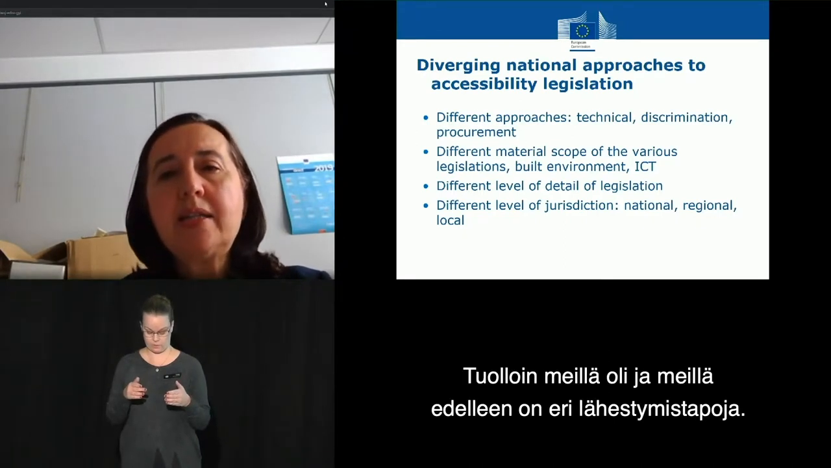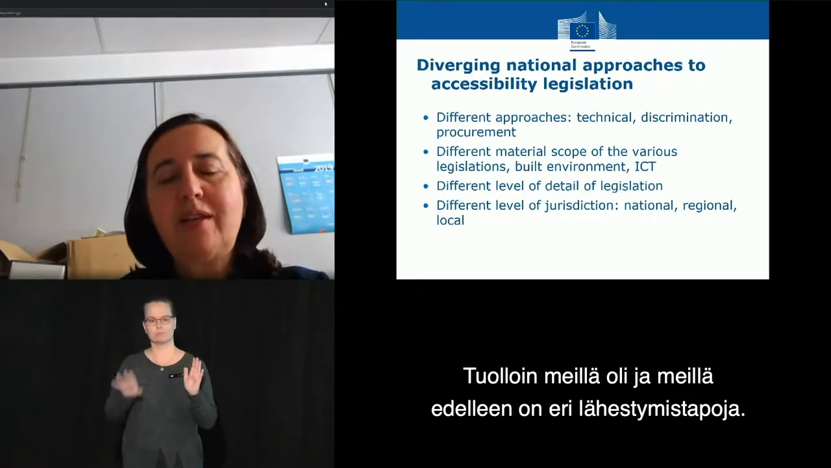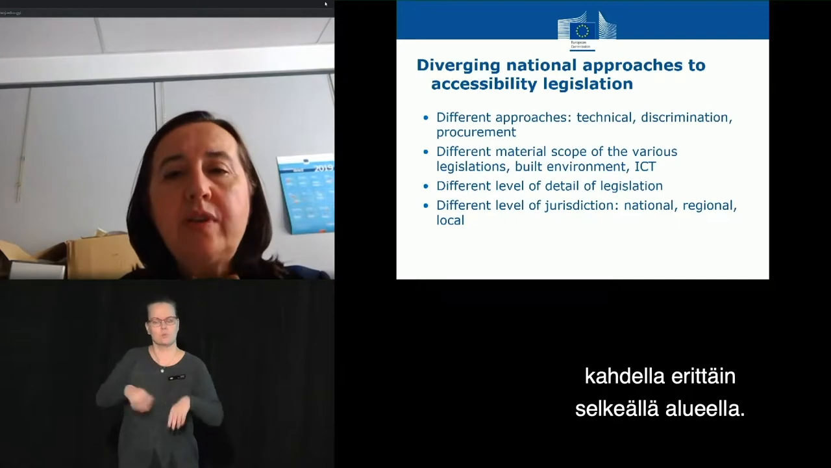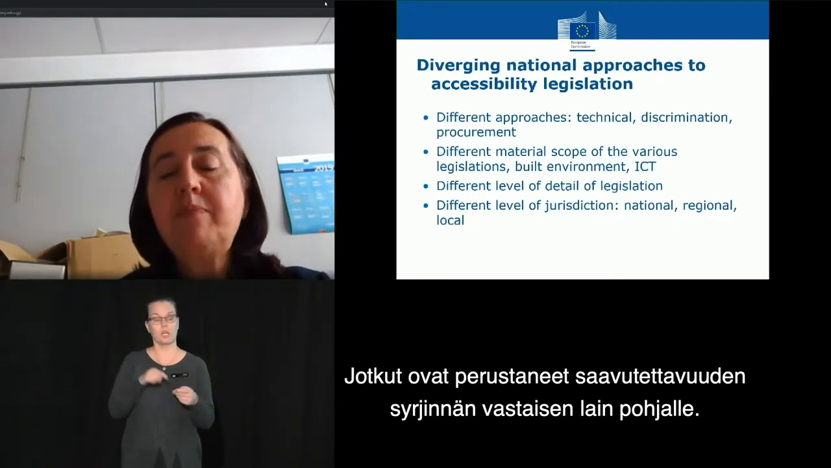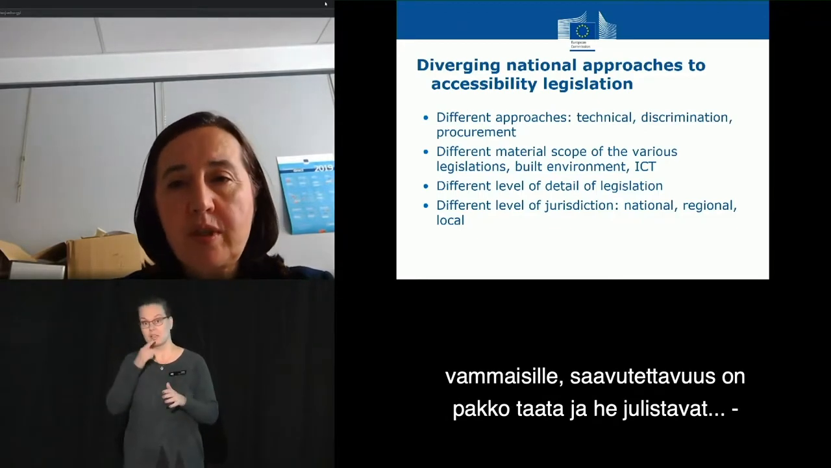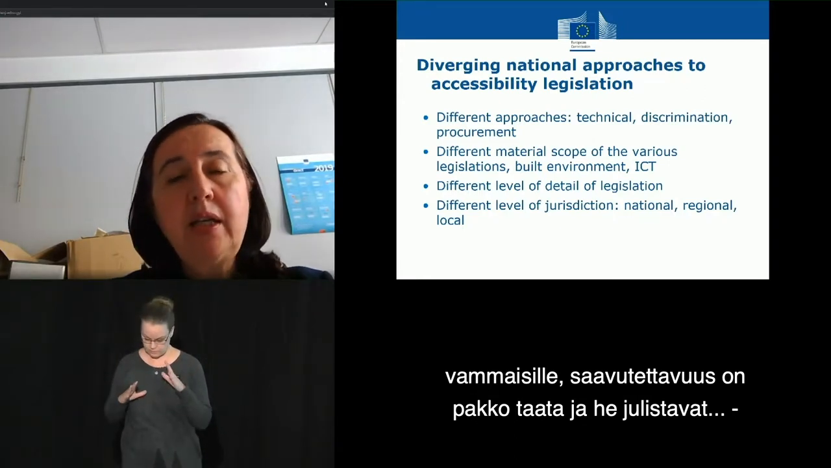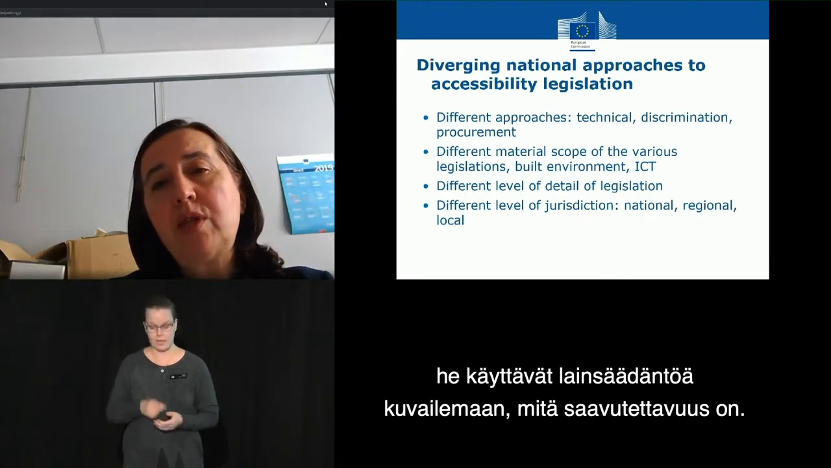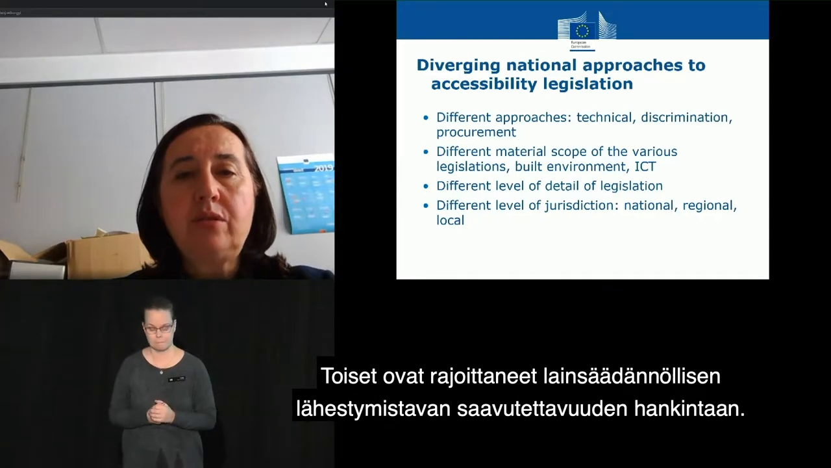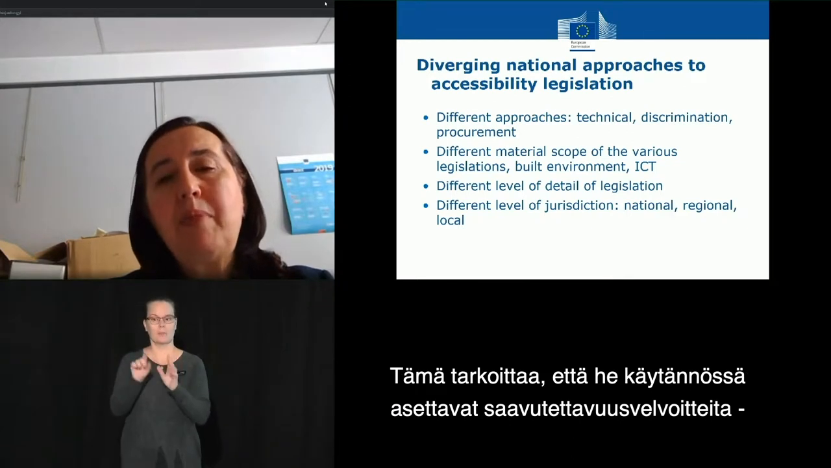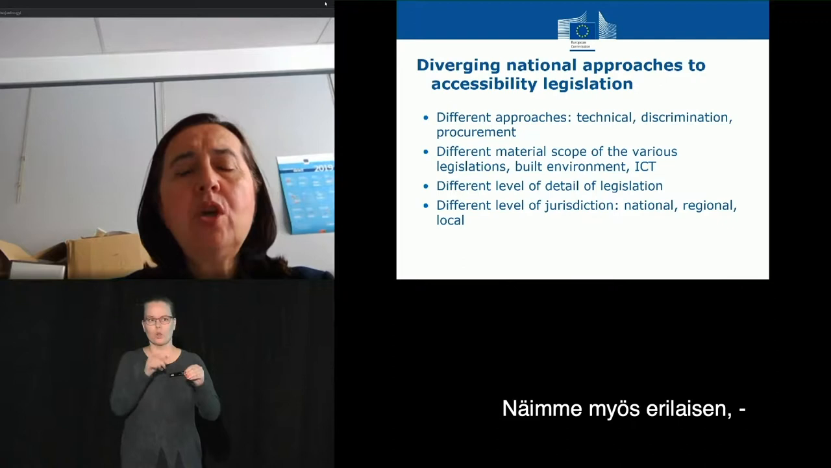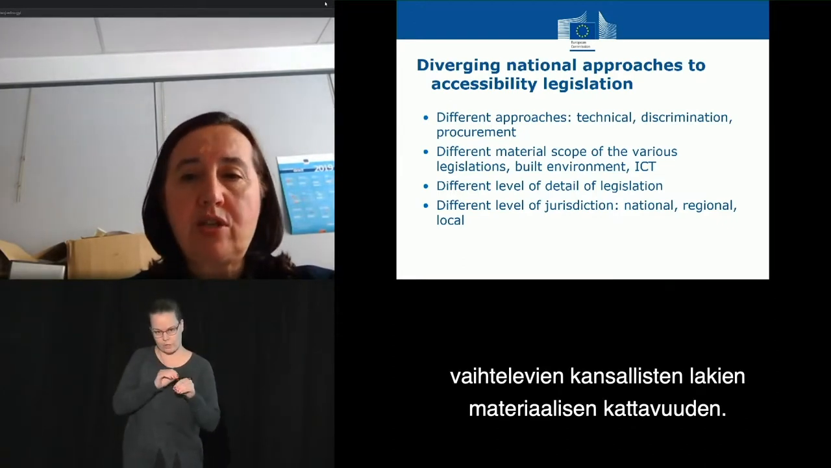So what was the situation in Europe? We had at the time, and we still have, different approaches. Some member states have put in place legislation which is very, very technical and to very specific areas. Some others have based accessibility on anti-discrimination legislation. Basically, they have said that in order to provide equal treatment to persons with disabilities, accessibility must be provided. And they declare or they introduce some legislation that describes what accessibility is. Others have limited the approach to accessibility to procurement, meaning they are basically putting accessibility obligations on public authorities by buying accessible. We also saw a very different material scope of the various national legislations.